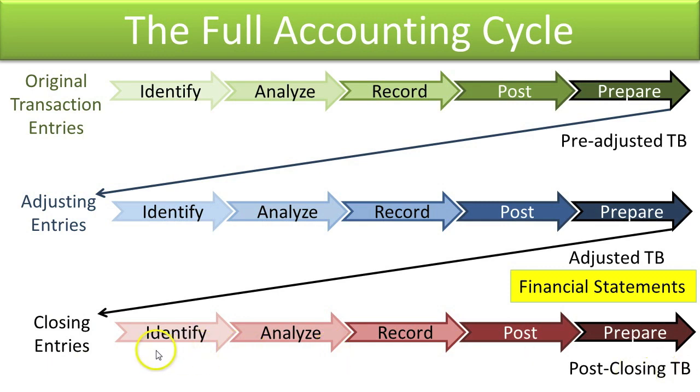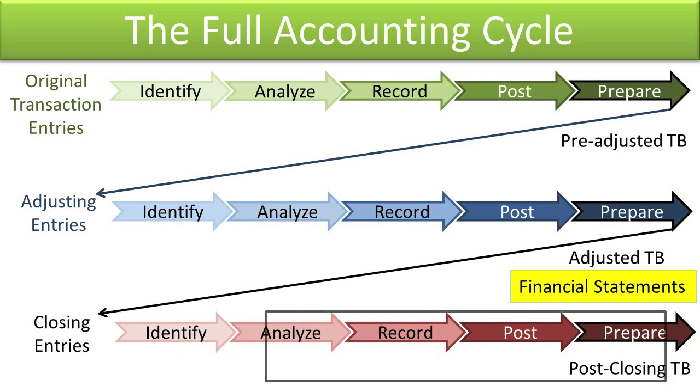In the prior video, you learned how to identify which accounts needed to be closed. Those are the temporary accounts, also known as nominal accounts. In this video, we will analyze those accounts, determine how to record the closing entries, record them, post the entries to the ledger accounts so that all temporary accounts are zero and their balances are transferred into retained earnings. And then we'll prepare the post-closing trial balance, which will only include balances for permanent, i.e. real accounts that appear on the balance sheet.